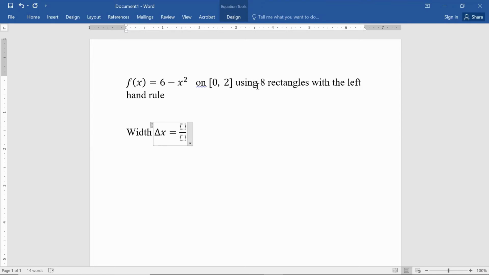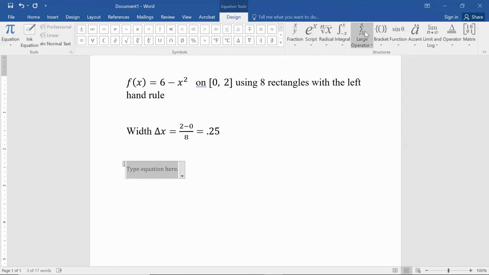What we do on the top of that fraction is take the distance between 0 and 2, so 2 minus 0, and divide by 8 because we're dealing with 8 rectangles. So each rectangle is going to have width of 0.25. If I were to write a Riemann sum, let's go ahead and do that.